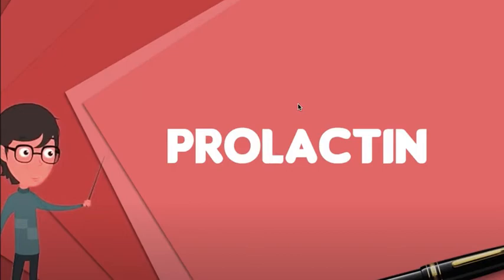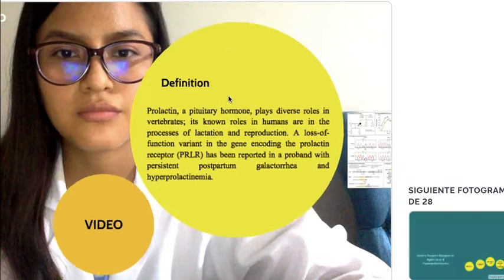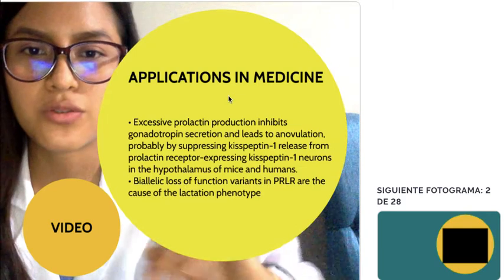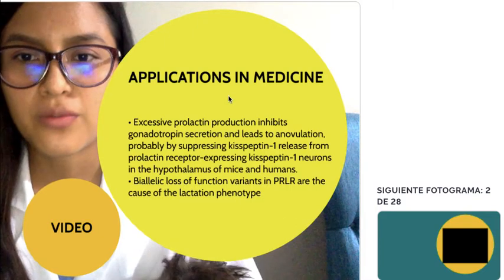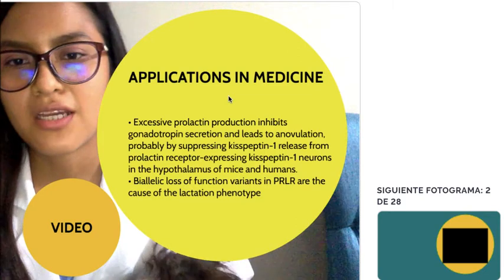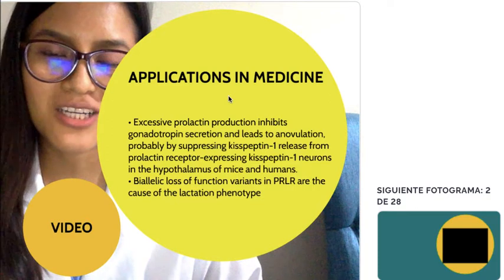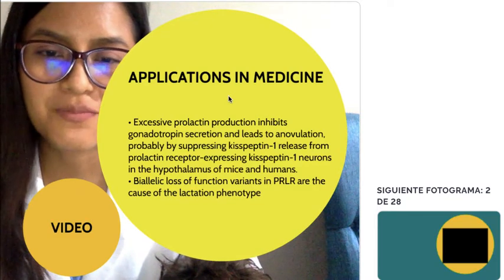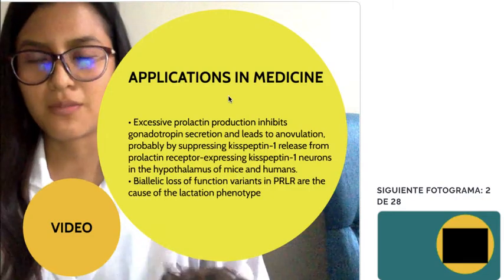In humans, an application in medicine is that excessive prolactin production during gonadotropin secretion leads to anovulation, probably by suppressing kisspeptin-1 release from prolactin receptor expressing kisspeptin-1 neurons. In the hypothalamus of mice and humans, biallelic loss of function variants in the prolactin receptor are the cause of the lactation phenotype.